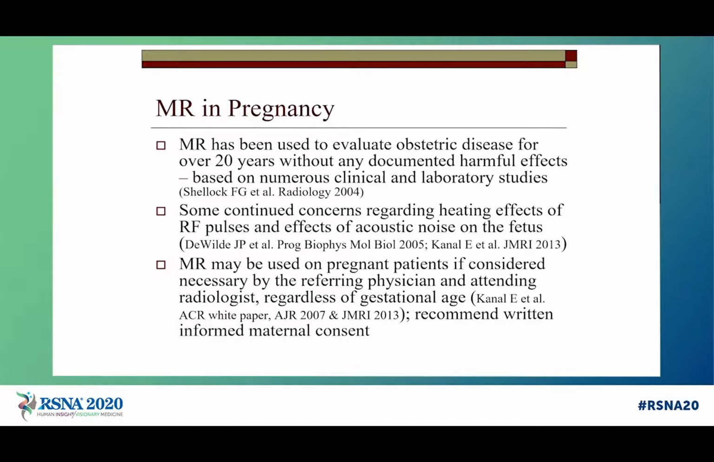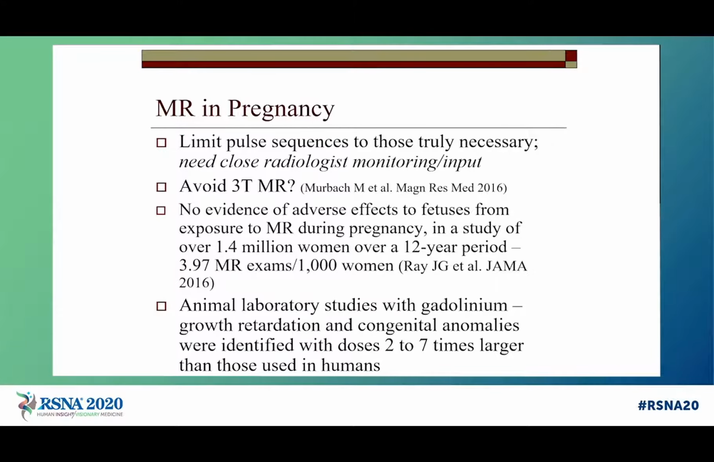MR at its current uses is believed to be safe. There are some concerns at higher doses or higher field strength. Certainly we wouldn't use a 7 Tesla MR in a pregnant human, but 3T, questionable. Some data suggests now it is safe, but at our institutions we would use 1.5 Tesla or lower field strength magnets. We would get consent, which is recommended by the American College of Radiology as a general policy, and we would limit sequences to those that we truly need to do. This is not an exam that we just ignore. It's something that we really want to be a little more hands-on with and monitor if we can in real time.